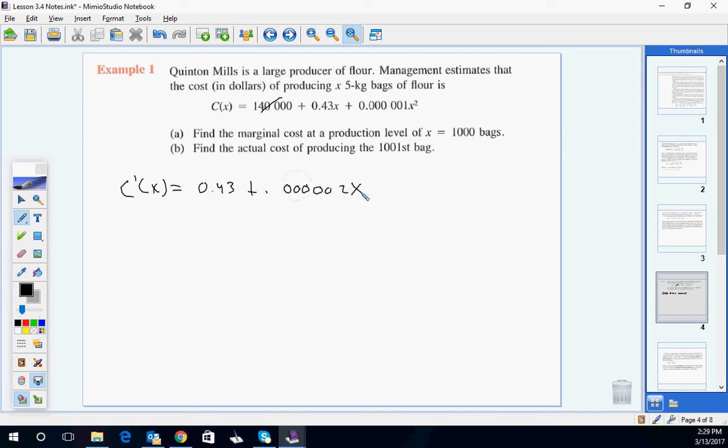And now we're going to put 1,000 in for x. This is for part A. So I put 1,000 in. It's going to give me roughly 43 cents per bag.